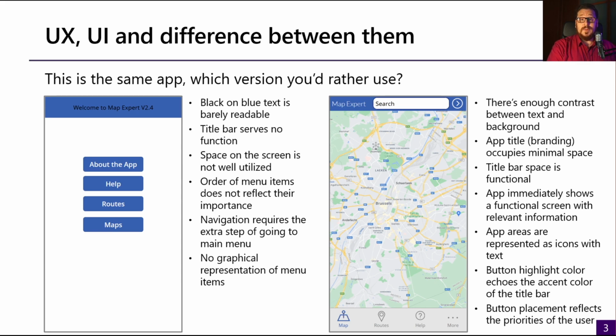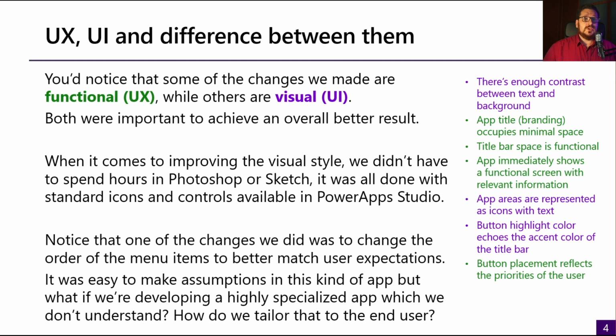And finally, the placement of the buttons reflects the actual priorities of the user. So we have the map first, you have the routes, you have help in case you need it, and we have more. And in the more, we probably have the about button and some other buttons which are rarely used by the user. So you would notice that some of the changes that were made are functional and some are visual, and both are important for a good overall result.